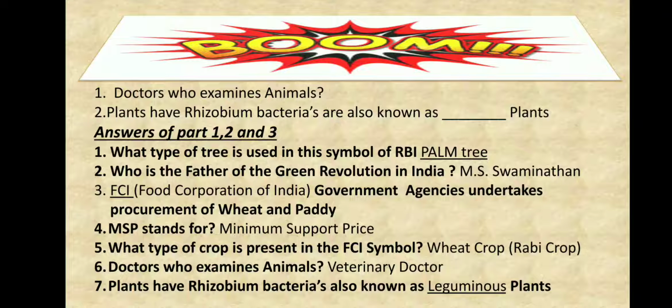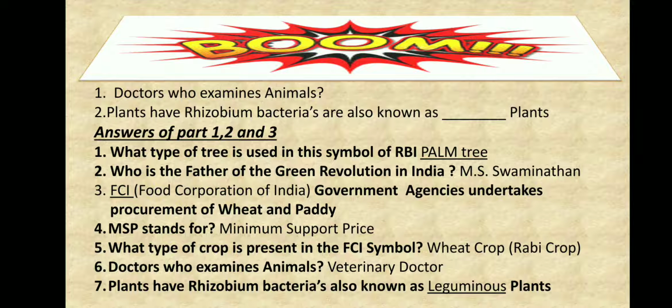In part 1 we had two questions. The first one: what type of tree is used in the symbol of RBI? The answer is the palm tree. And the second: who was the father of the Green Revolution in India? It was Mr. M.S. Swaminathan. These were the questions of the first part.